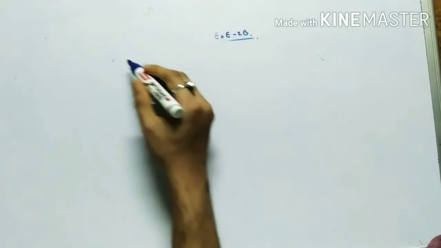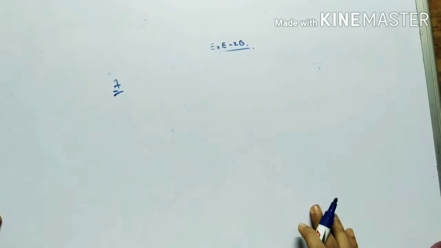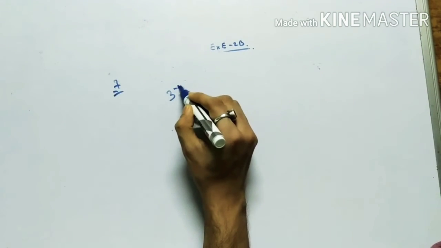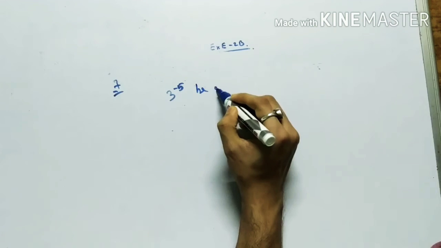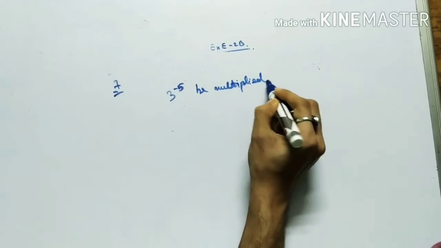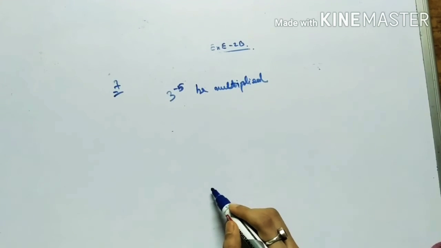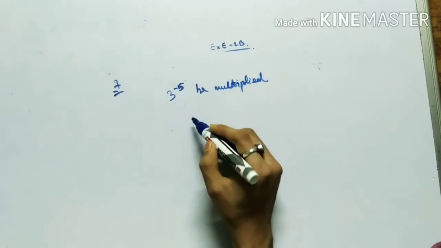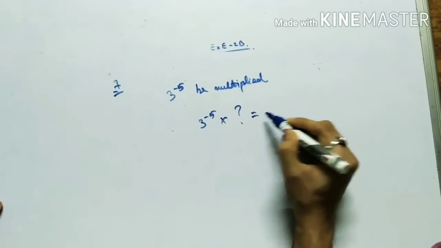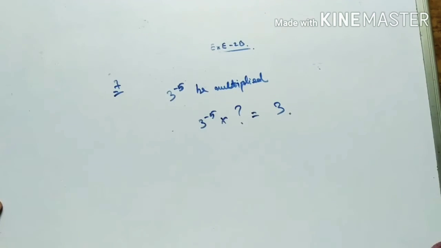Okay. So now question number 7. By what number should 3 to the power minus 5 be multiplied so that the product may be equal to 3? That means with 3 to the power minus 5, what number will you multiply so that their product will be 3?